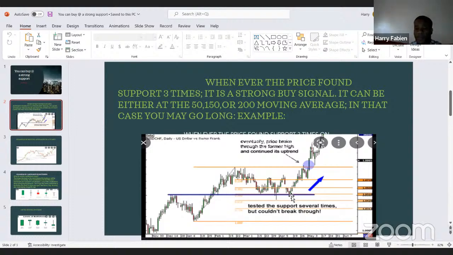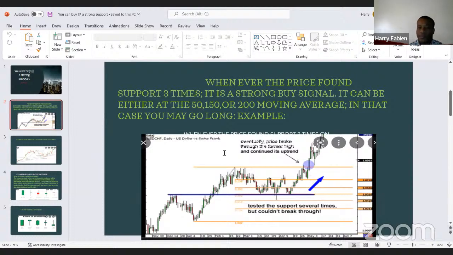Therefore, it's a buy signal. After you hit the support 3 times, 1, 2, 3, you can buy and go up with it. You don't buy at the first support. You have to make sure it's confirmed at least 3 times, 1, 2, and 3, and then you buy.